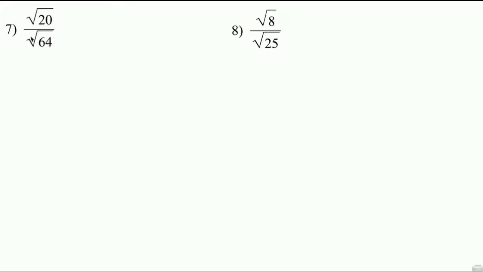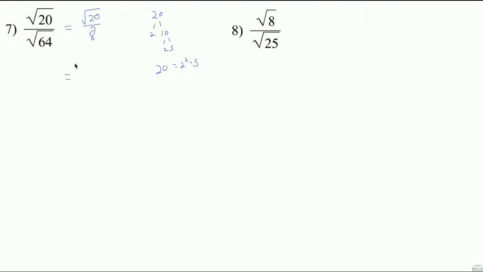So looking at this one, we could reduce first 20 and 64, but better yet, we know the square root of 64 is simply 8. So we got the square root of 20, square root of 64 is 8. Start with that. So a quick glance, we know square root of 64 is 8, which is good because now we don't have a square root in the denominator. And now we look at the numerator, we see square root of 20 once again. We saw that in a couple other questions. 20 is 2 times 10, which is 2 and 5. So 20 is 2 squared times 5.